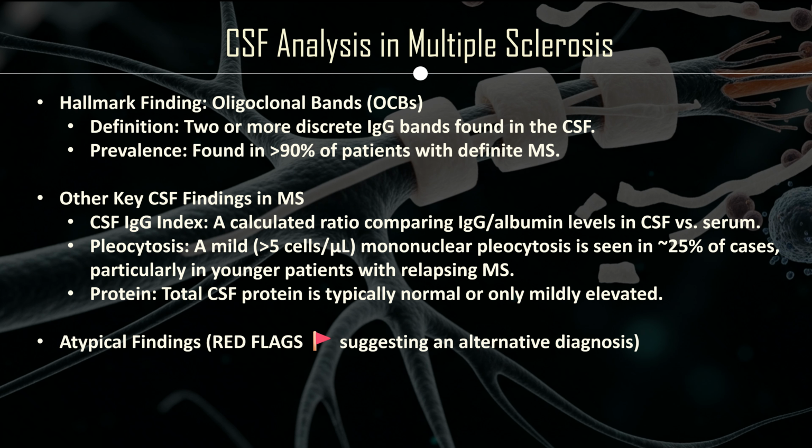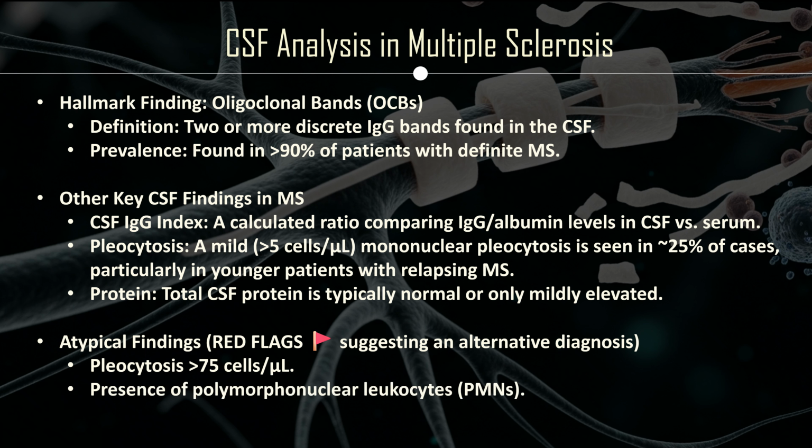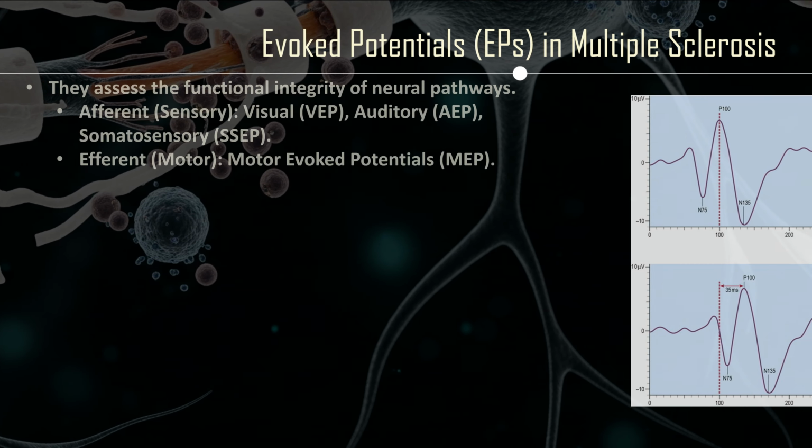Now, it's crucial to know the red flags in CSF analysis. These are findings that should make us strongly suspect an alternative diagnosis. For example, a pleocytosis greater than 75 cells per microliter, the presence of polymorphonuclear leukocytes, or a protein concentration above 1 gram per liter are all atypical and warrant further investigation for an MS mimic.